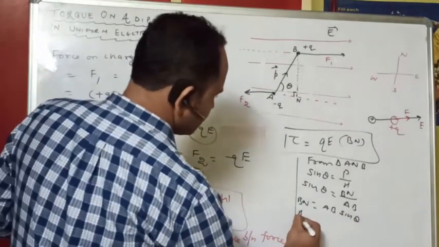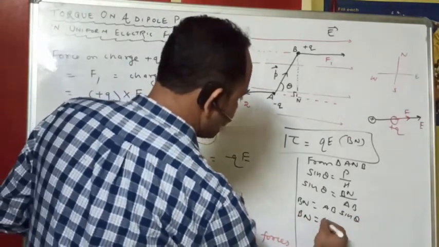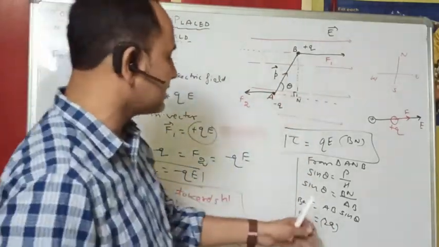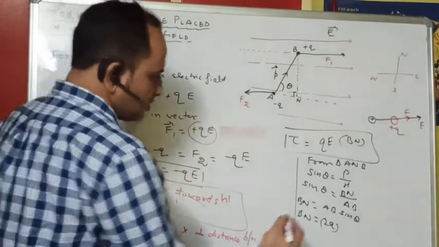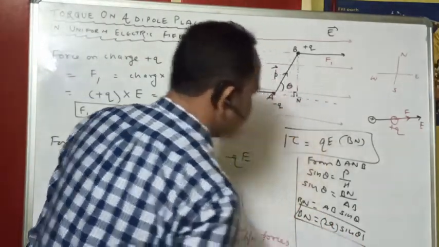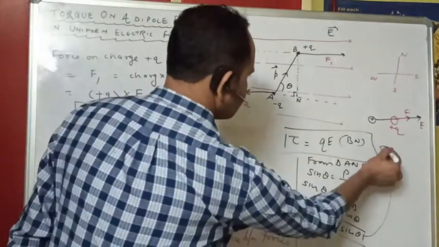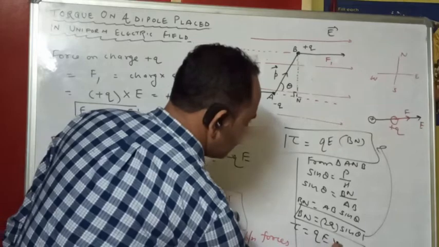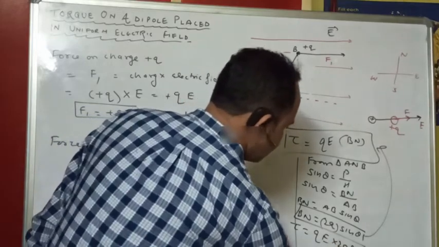As you know, AB is the dipole length, and conventionally it is taken as 2A. So here I am writing BN in this form, 2A sine theta. I will put this value in this, so torque will come as QE into 2A sine theta.